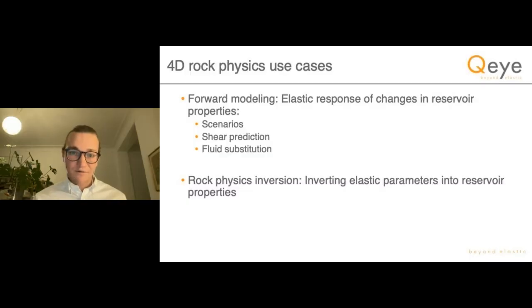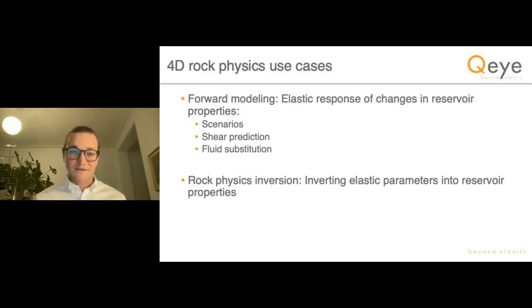Some uses of the 4D rock physics model is we can use it as a forward model. So this allows us to do, for instance, scenario modeling. So what is the expected elastic response if we change our fluid and replace our hydrocarbon with water? What's the response if we deplete our reservoir by 1,000 psi or increase the reservoir pressure by 1,000 psi?